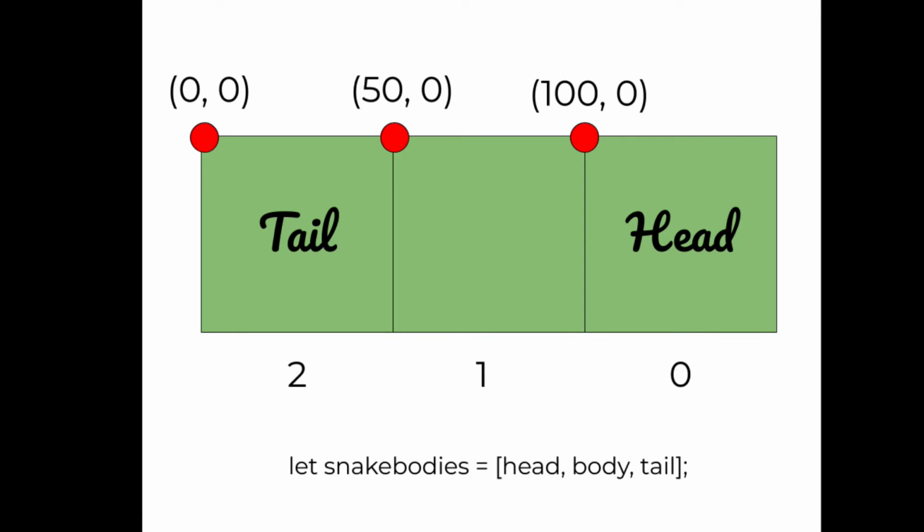Next, we're going to create a multi-body snake. Each snake body is 50 by 50 pixels. We want the tail of the snake to start at left equals 0, top equals 0, and the head of the snake to start at left equals 100, top equals 0. To accomplish this, we'll use an array. The head of the snake will always be the first element in the array, and the tail of the snake will always be the last element in the array.